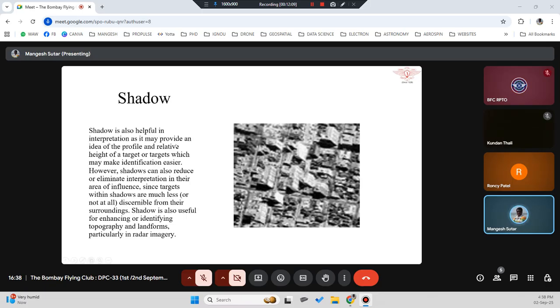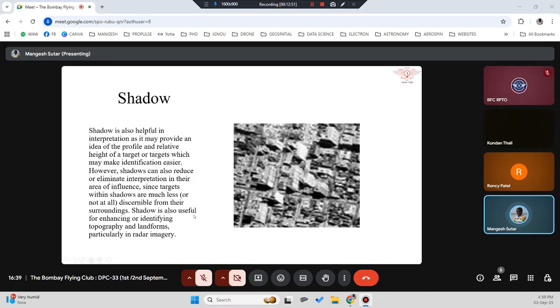Depending upon the images you have captured and the shadow effect you get, it helps to interpret information from the profile and relative height of a target or targets, which may make identification easier. However, sometimes shadow can eliminate a lot, like on this building. If there is something nearby where the shadow is falling, like that black part here, you can't see what is actually there. It is completely dark, and you are missing the data over that point. So sometimes it is helpful, and sometimes it eliminates the interpretation of that particular target. Sometimes it is beneficial, sometimes it is not.